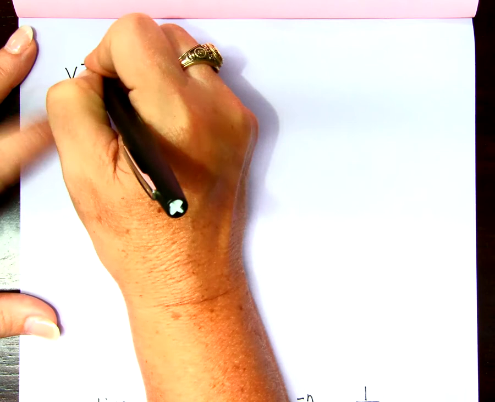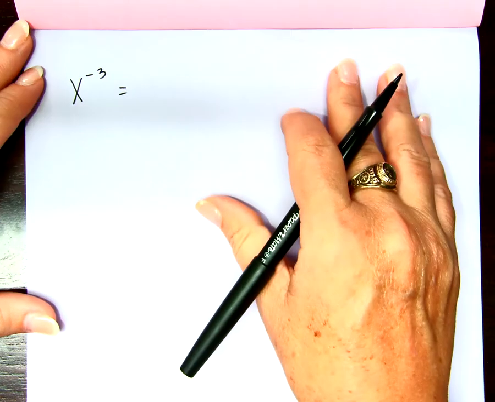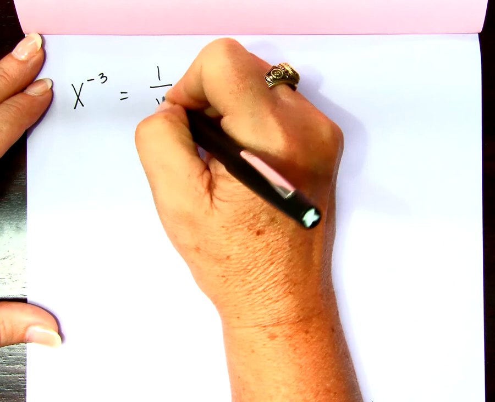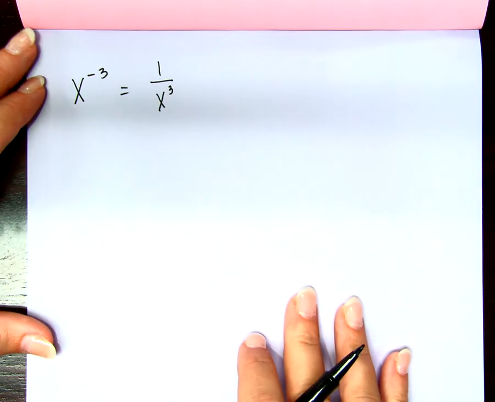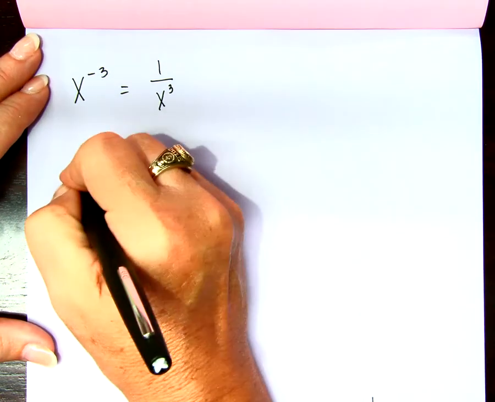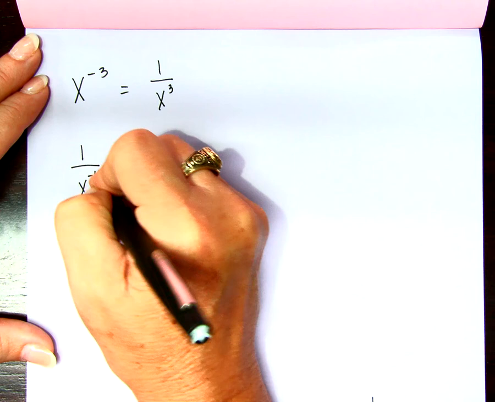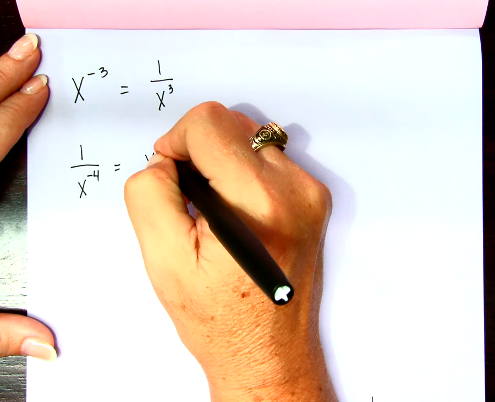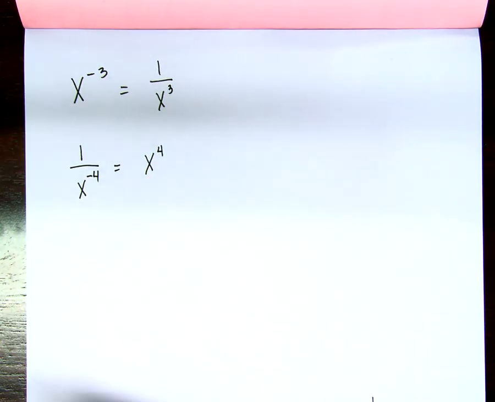So some examples of negative exponents. First, let's do x to the negative 3rd. And what is x to the negative 3rd? 1 over x to the 3rd, right? But what if I have 1 over x to the negative 4th? What do I do with that? X to the 4th. Okay.